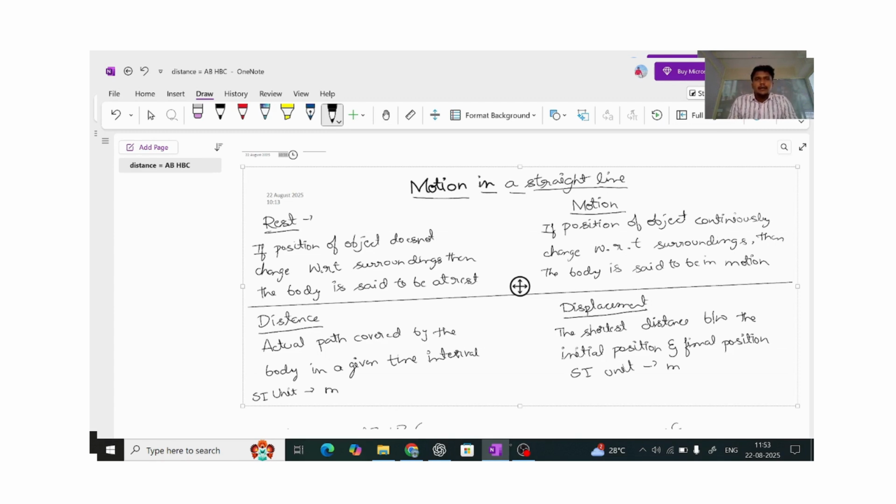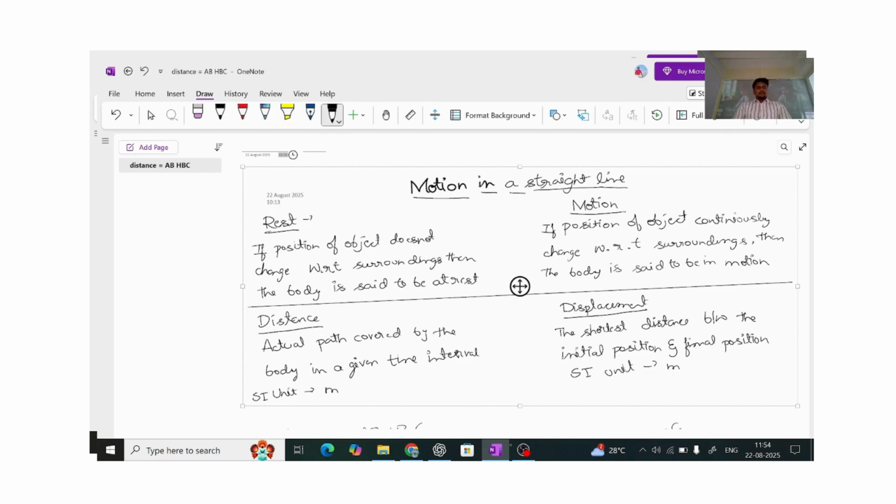On the other hand, what is motion? If the position of the object is continuously changing with respect to the surroundings, then the body is said to be in motion. For example, water flowing down from the dam and a man walking on the road all come under motion. Rest and motion are relative terms, but they are never absolute.